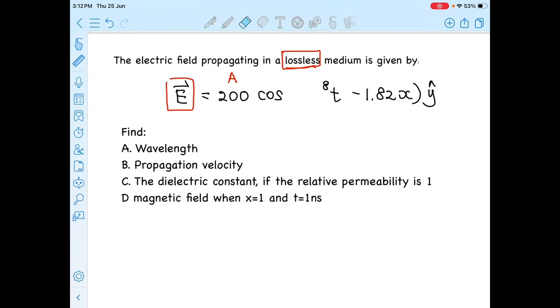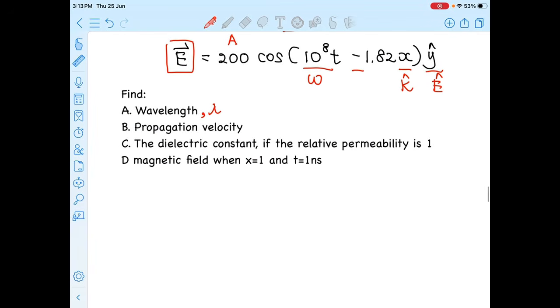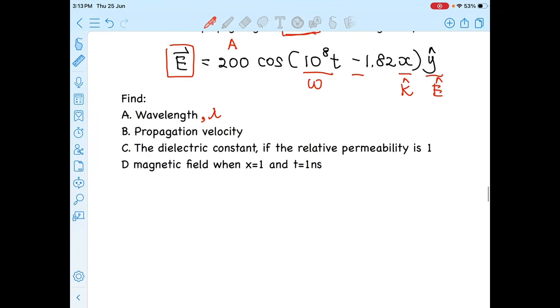And over here we have the omega. This parameter will tell you that the wave propagates in the x direction and the electric field is in the y direction. So this is the information that we have. We are required to find the wavelength. The symbol of the wavelength is lambda, and you can get this by referring to the relationship between lambda, omega, and also beta, if you remember. So for this, it is easy.